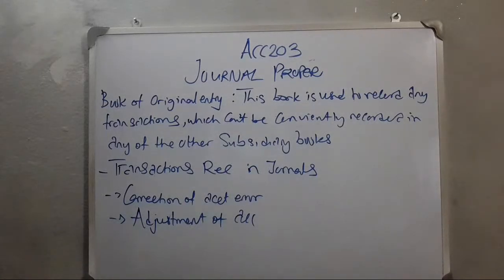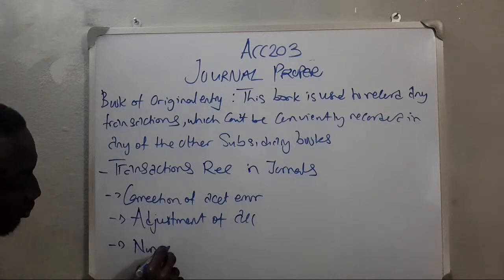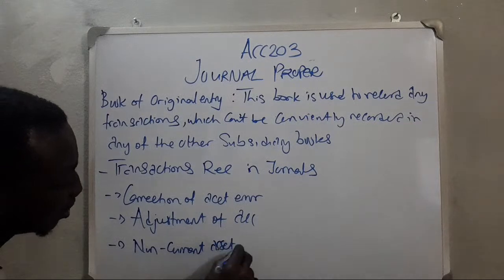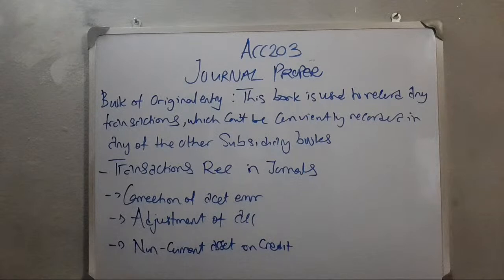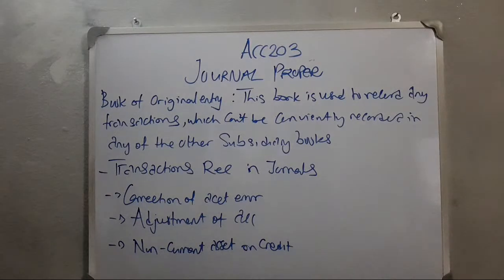So we have purchase and sales of non-current assets on credit. These are the things that will go into the journal proper.